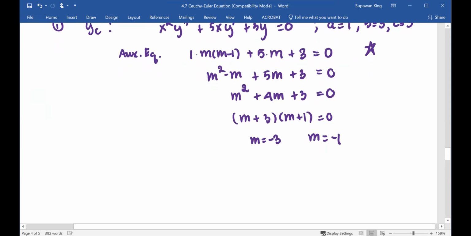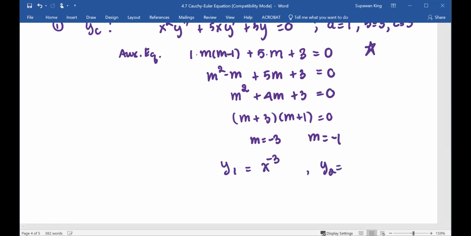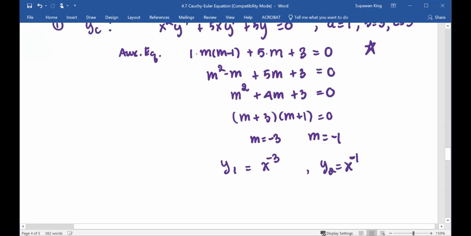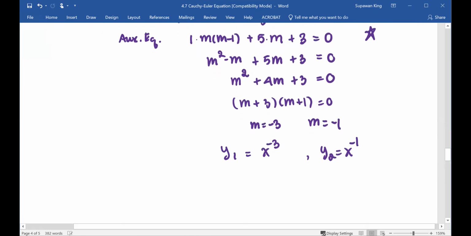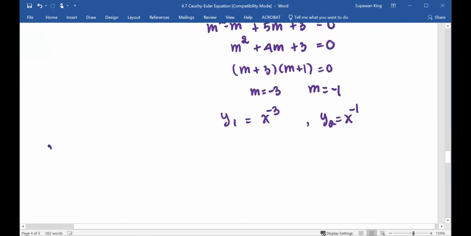So m equals negative 3, m equals negative 1. So y1 is x to the power negative 3, and y2 is x to the negative 1. Okay, you can write it as the negative power or write as a fraction, doesn't matter, but I would keep it as the negative power because we're gonna have to find the derivative when we work on the Wronskian and so forth. So the next step, same thing as what we did earlier in the variation of parameters.